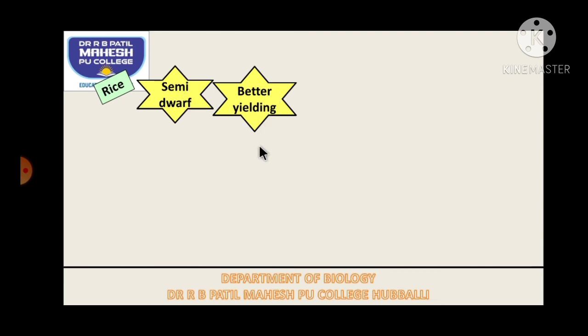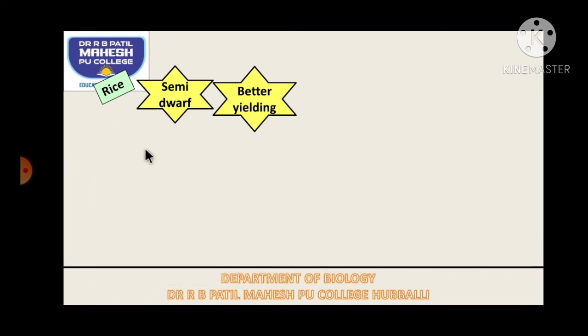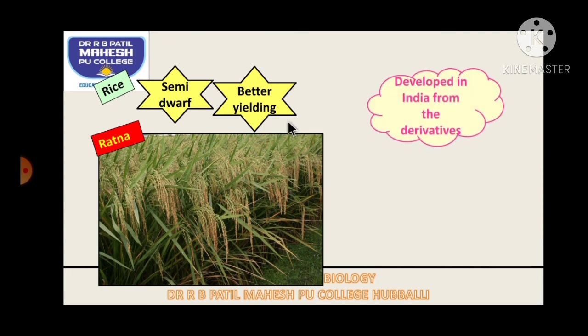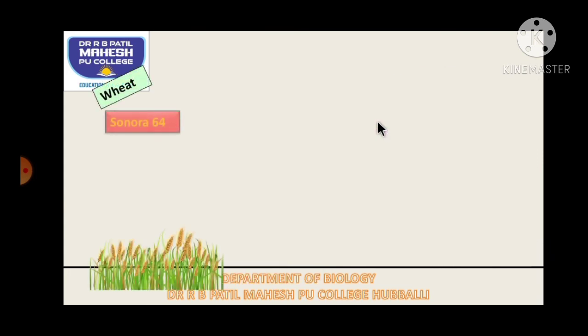In addition to this, we have produced still more varieties of rice which have the same characters, like semi-dwarf and better yielding. The first one is called Jaya and the second one is called Ratna. By the development of all these better yielding varieties of plants, we could achieve the Green Revolution. These varieties were developed as Indian derivatives.